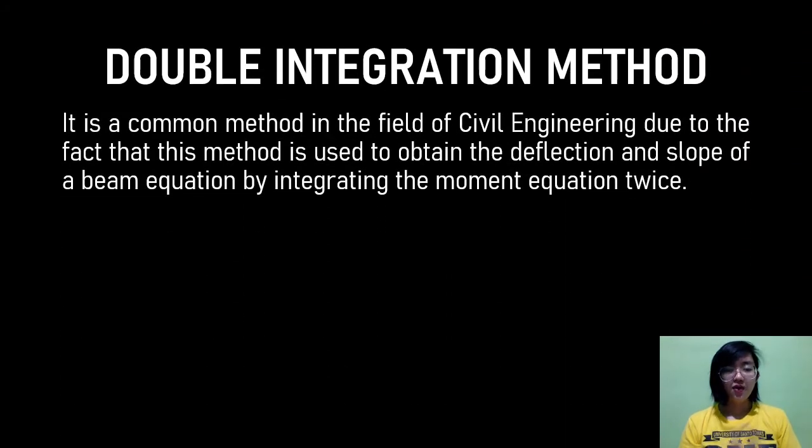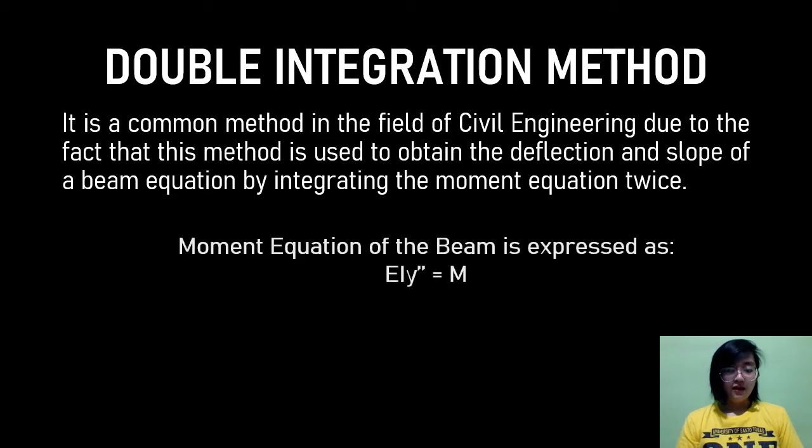It is also a common method in the field of civil engineering, because this method is used to obtain the deflection and slope of a beam equation by integrating the moment equation twice, as I said earlier. To get the formula for this, the moment equation is derived from the basic differential equations of the elastic curve. If you want detailed information about this, you can go to chapter 9.2 of Fundamentals of Structures by Leet et al. So, here's the formula for the moment equation.